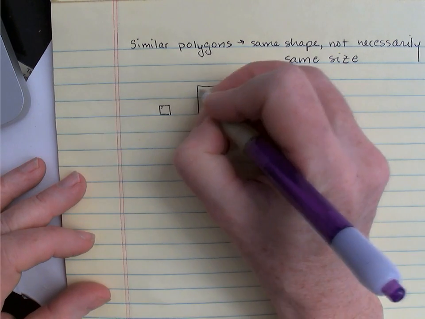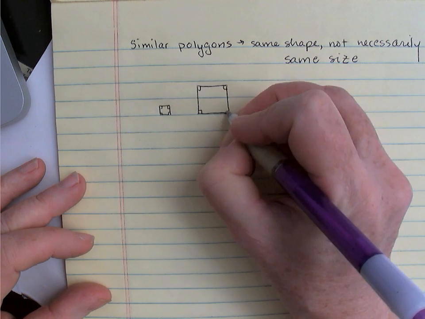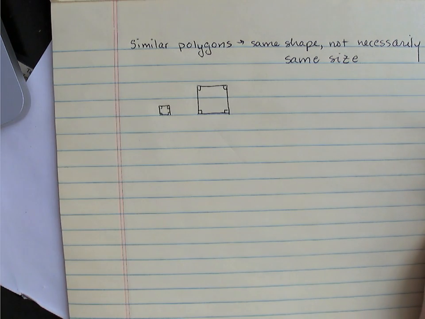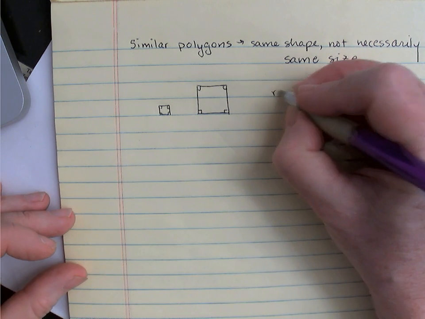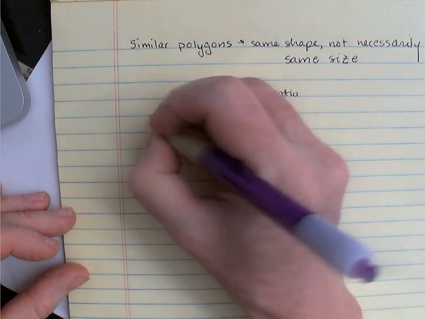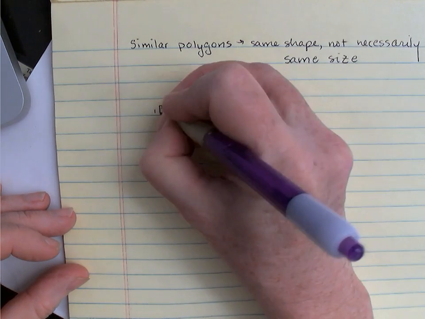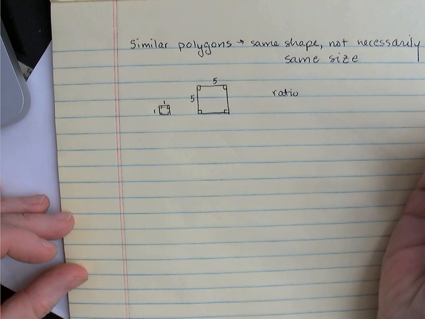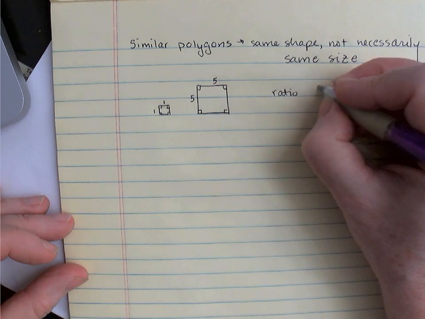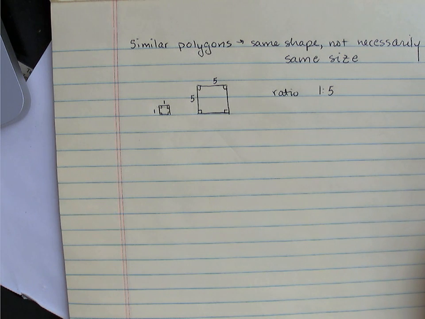What we can say about them is that they're similar because all pairs of corresponding angles are congruent. So that's one good thing. The other thing is that I could talk about a ratio of the sides. So if this side is 1 and this side is 5, then the ratio of this side to this side is also going to be 1 to 5. So the ratio of the sides is a constant. It doesn't matter what pair of sides we're taking.